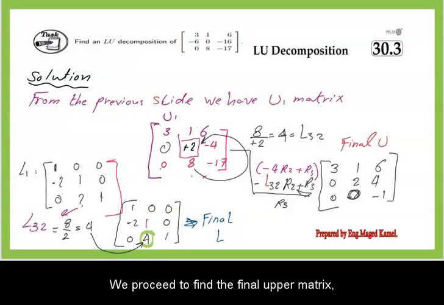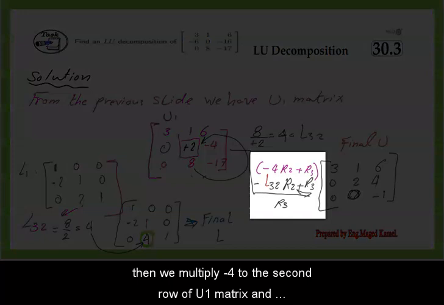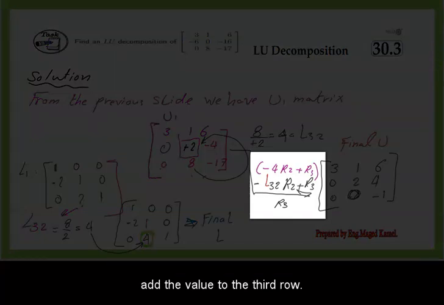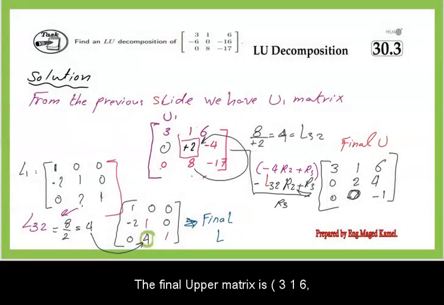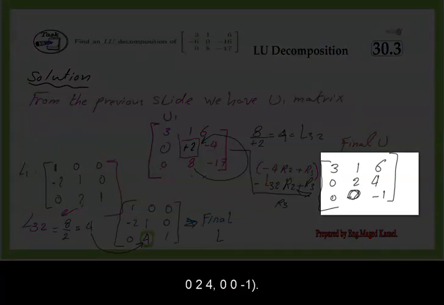We proceed to find the final upper matrix. Multiply minus L sub 32 by R2 and add to R3. Then we multiply minus 4 to the second row of the U1 matrix and add the value to the third row. The final upper matrix is 3, 1, 6, 0, 2, -4, 0, 0, minus 1.